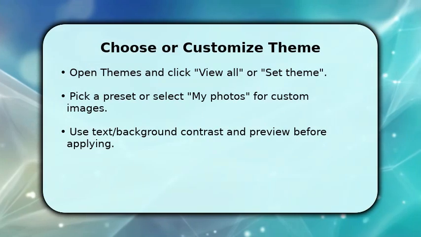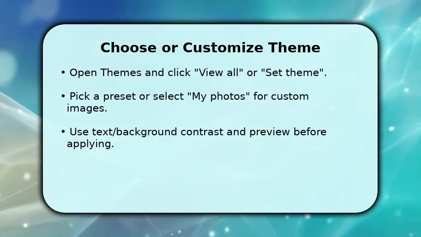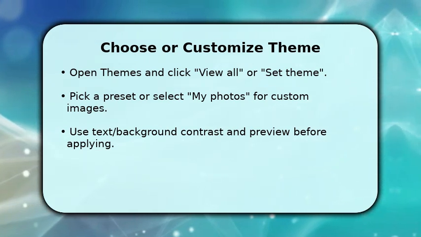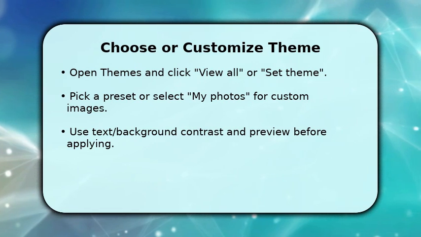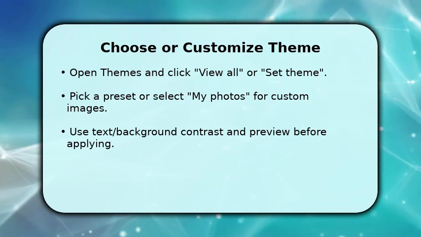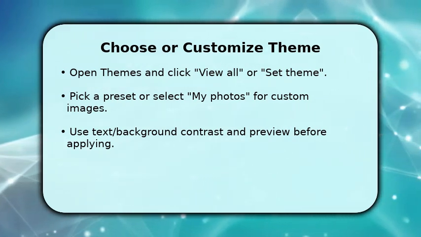Once in Themes, scan the preset backgrounds to find a base color or image you like. Click View All if you need more options. If you want a solid color, select a simple theme or upload a plain image via My Photos to simulate a specific color. Adjust text/background contrast sliders and check the small preview to ensure readability.